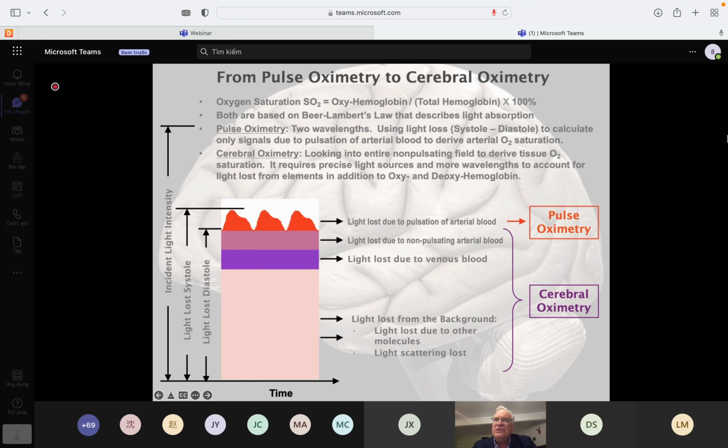But the disadvantage of this is if you don't have a pulse, like when you're on the heart-lung machine, they don't work. And we all know that from our own practice, that as soon as you go on bypass, the peripheral pulse oximeter no longer works. However, the cerebral oximeter measures the entire tissue block, not just the arterial, but the capillary, the venous, and the background tissue, and works just fine either when you're on the heart-lung machine or if you have a patient who's a vasculopath or in a low-flow state.